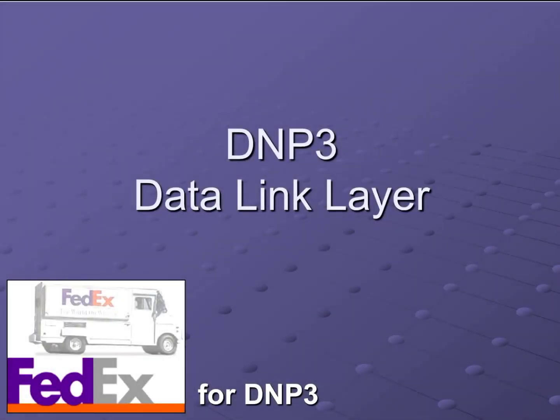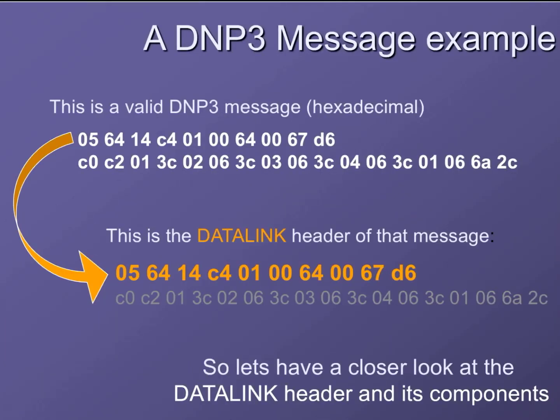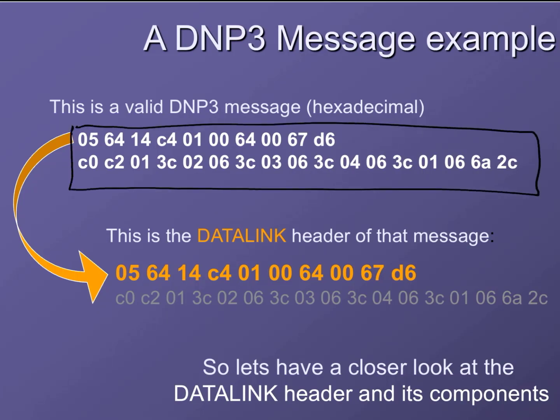So when you're looking at the data link layer, this would be the first part of the DNP message, of which we can use our breakout sheet or our message structure sheet to interpret the meaning of the hex values in the message. So if we look here, we're looking at, again, that request. This is from the very first slide we looked at. This is the request from that slide.